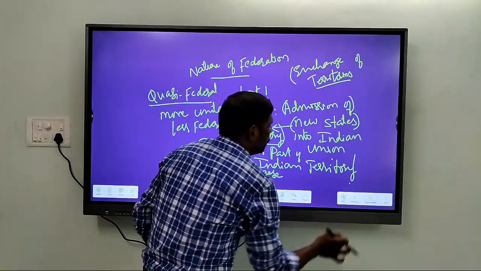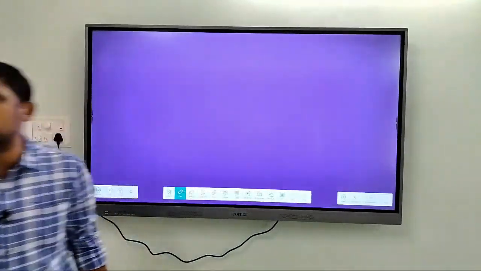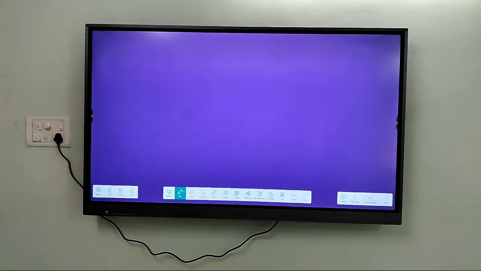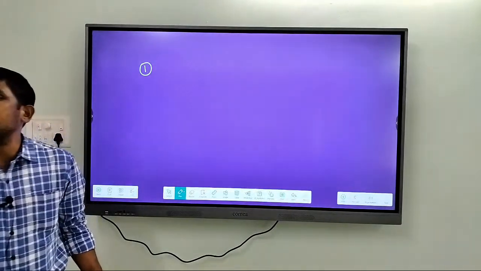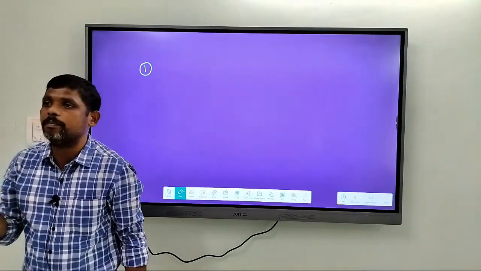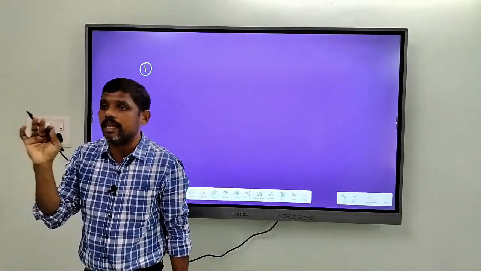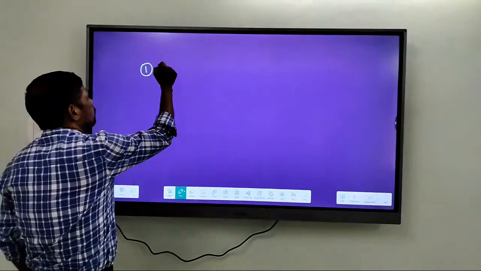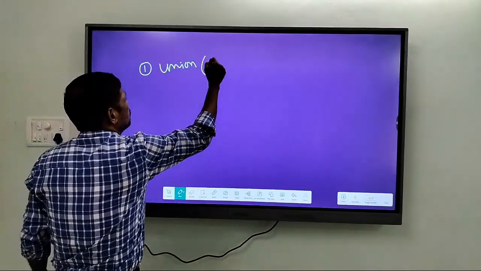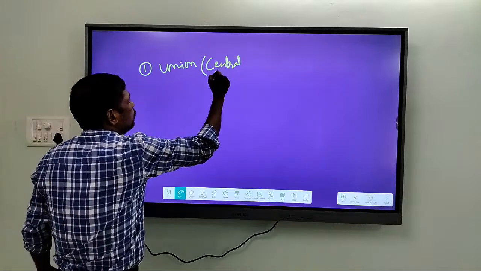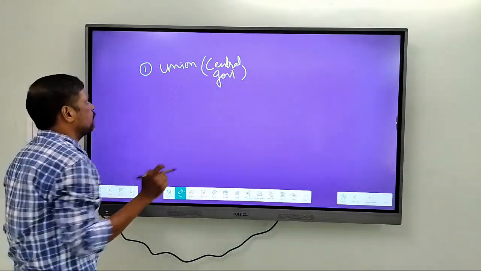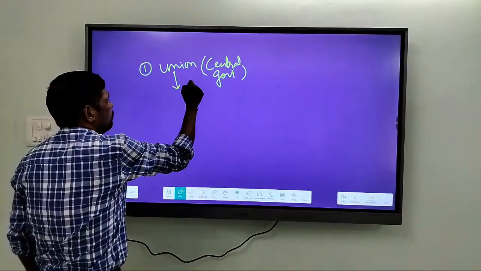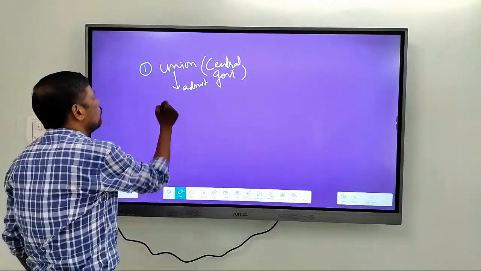So Article 2 of the Indian Constitution deals with this admission of territories. First of all, the Union has every power to admit any new territory into the Indian Union. The Union here means the Union government or the central government.